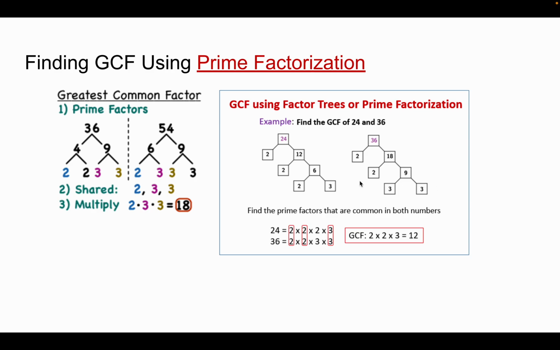Remember, when you find a GCF, you want to find out what factors, prime factors, they share, right? So these two numbers, 36 and 54, they share this 2, this 3, and this other 3, and they do not share this 2 and this 3, meaning that we don't include them, right? So once we find out what they share, we multiply it all together and we get 18, right? Same thing here, right? If we look at the red boxes, we see they share these numbers, right? So we multiply all of them in the end to get the GCF of 12.